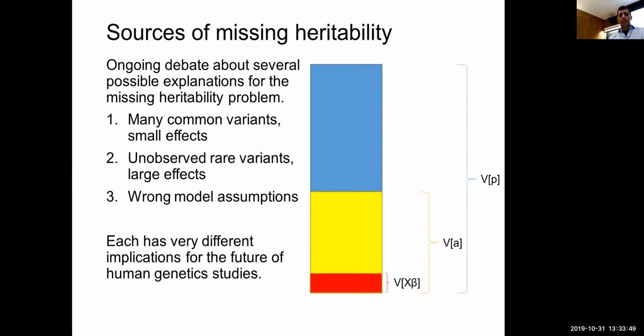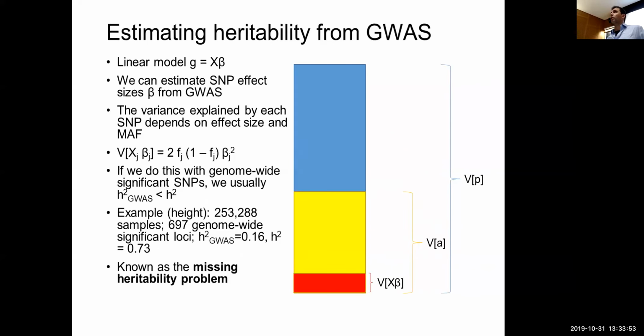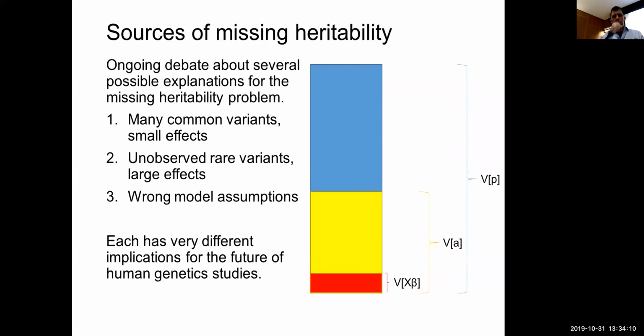So then the question is, what gives? Something must be going on. And people have been basically debating a lot, why isn't this higher? Why isn't this lower? And why is V of G so far up compared to what we can explain? And there's many hypotheses that the community has raised.